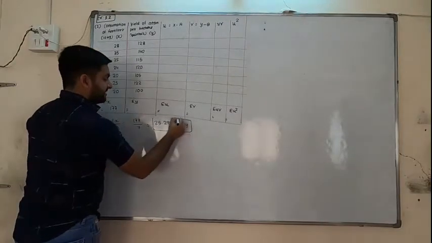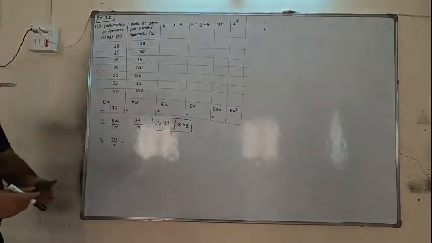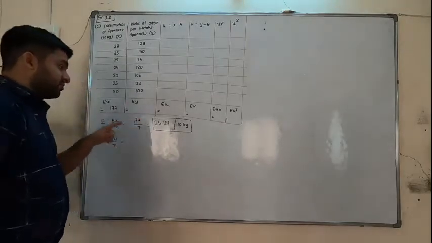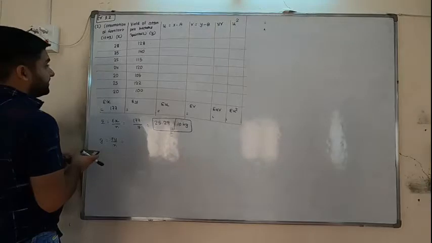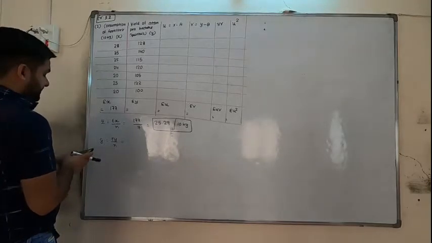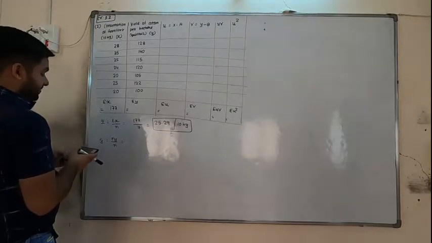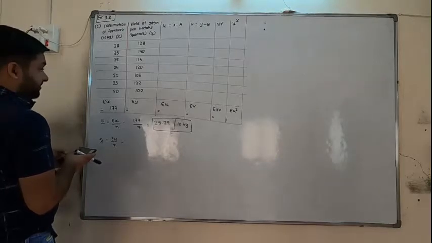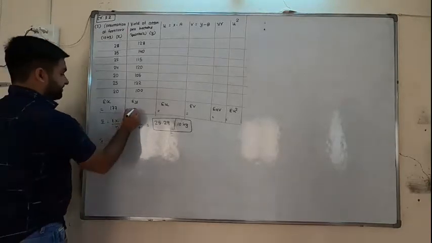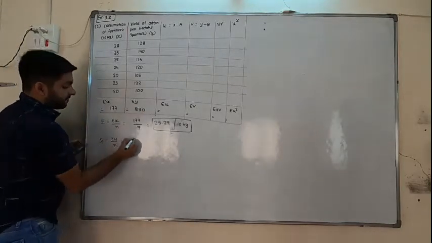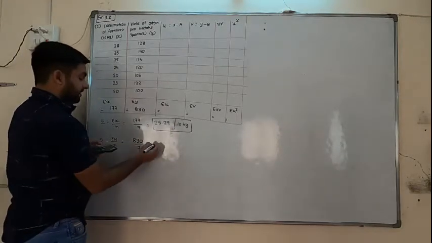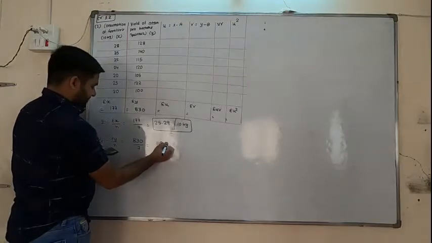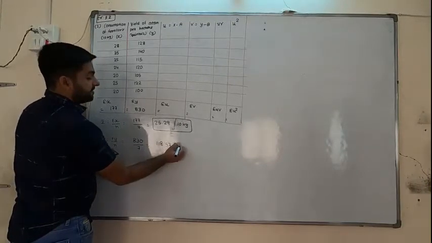We cannot write 10 kg directly, per 10 kg. What this slash shows, per 10 kg. 128, 140, 115, 120, 105, 122, 100. 830. 830 divided by 7. 118.57 quintal.